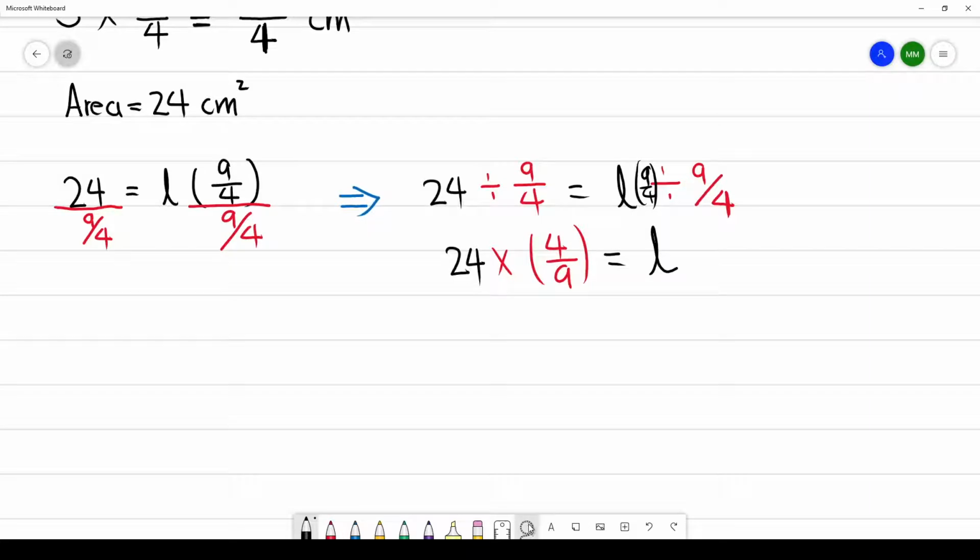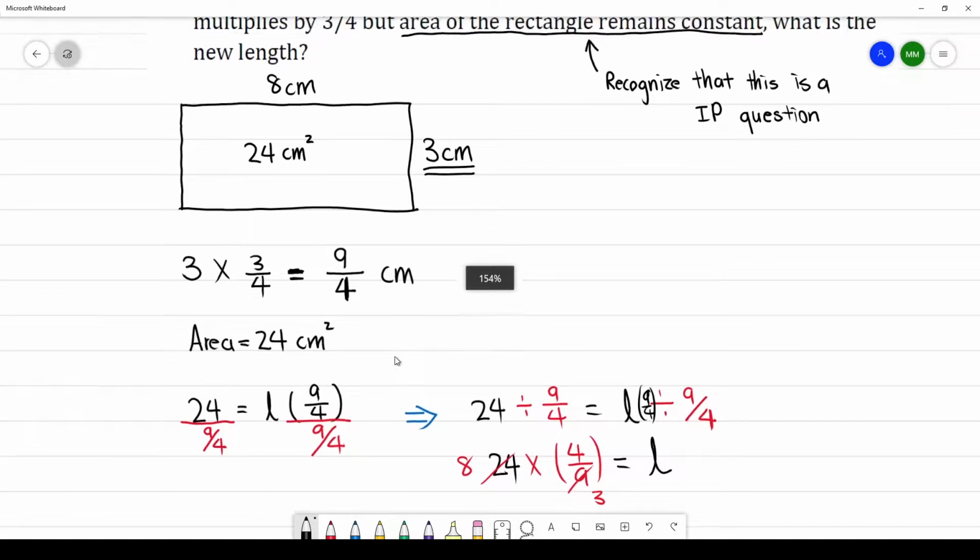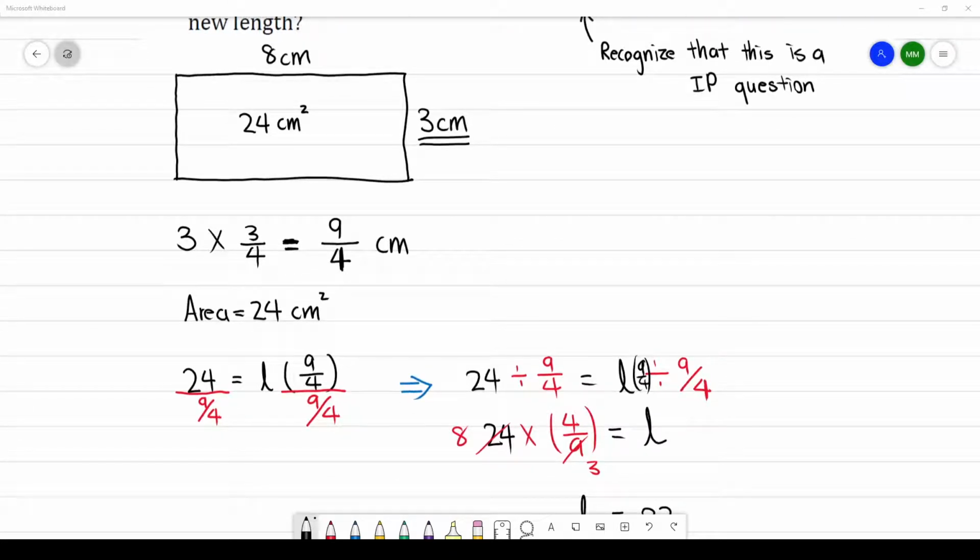So you just do this and then you will get, so actually you can cancel out a 3 over here. So divided by 3, divided by 3. And that's about as simplified as you can get. And the new length becomes 32 over 3. And wait, is that right? Let me check the answer key. Doesn't look right. Did I do something wrong, guys?